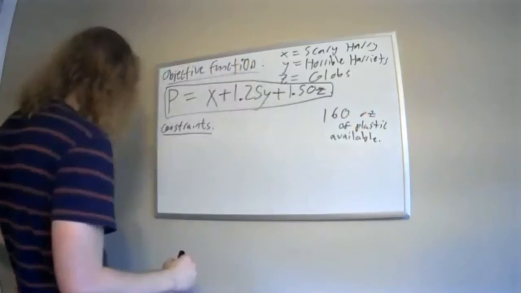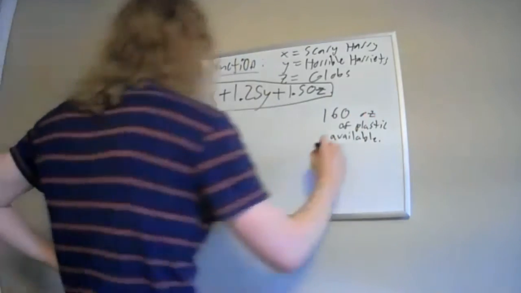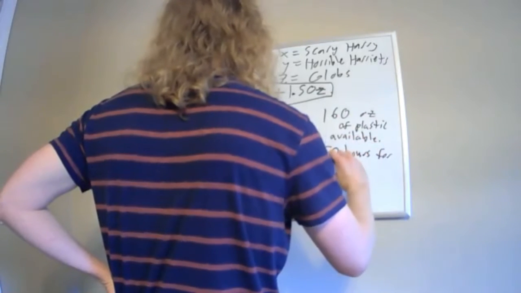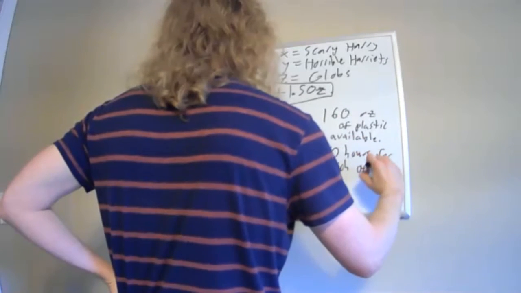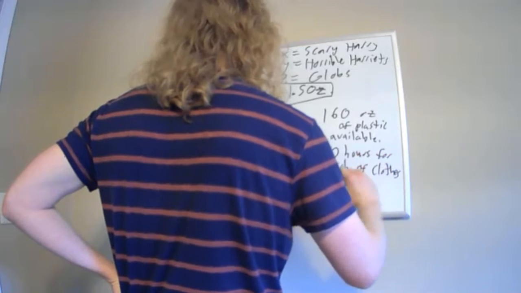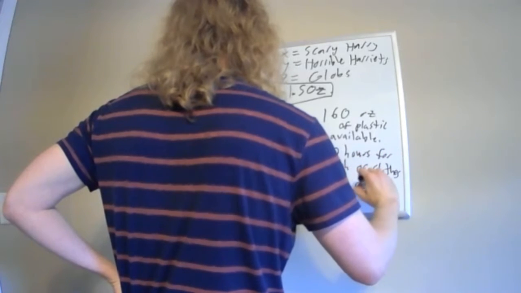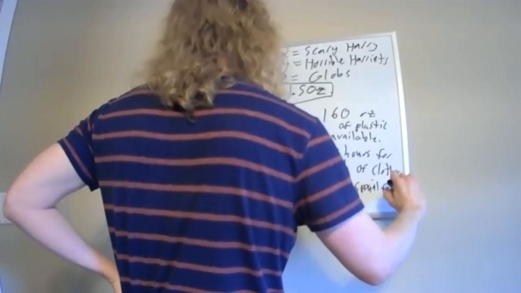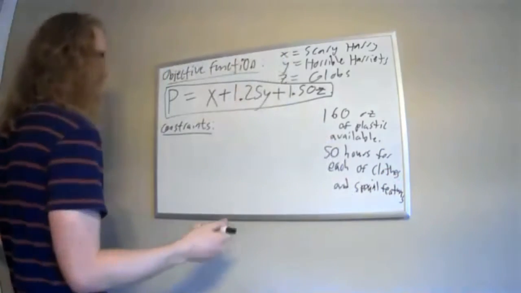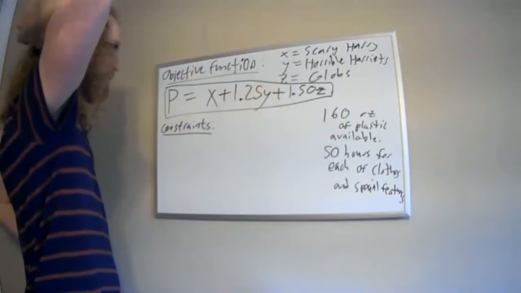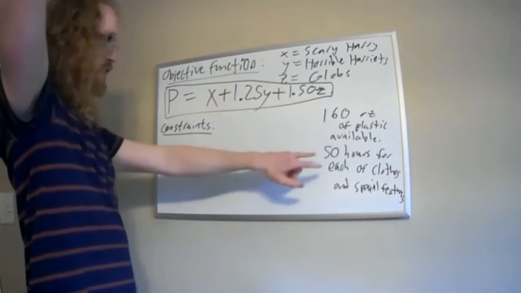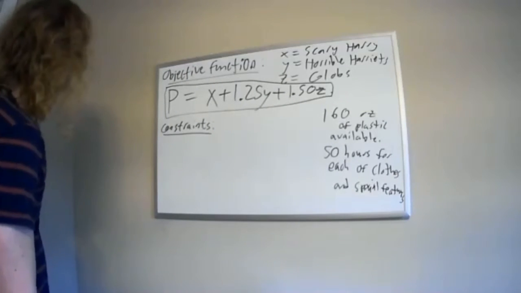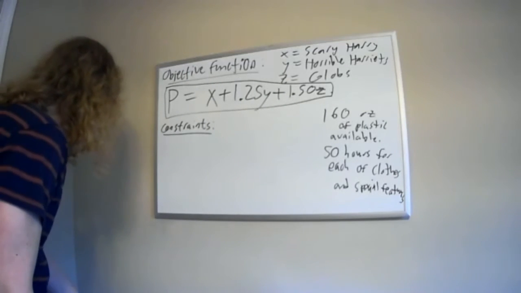I have 160 ounces of plastic, and I have 50 hours for each of putting on the clothes and doing the special features. So these will give me my constraints. I have 160 ounces of plastic total, and for the other 2 jobs, I have 50 hours each. So we should just keep that in mind. I forgot to tell you that, so I'm a little annoyed with myself, but that's fine.